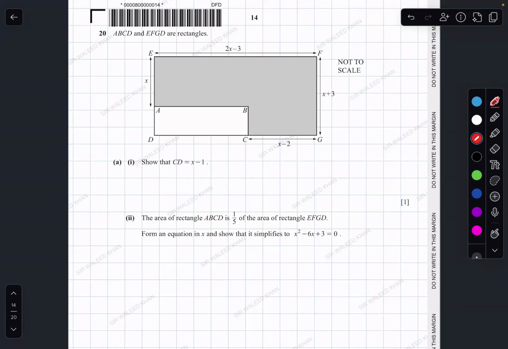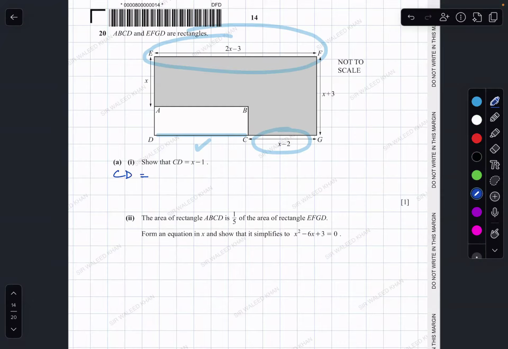Let's solve this one. Show that CD is equal to x minus 1. So I have to show that CD is equal to x minus 1. Where is CD? Here is CD. They're saying show that it is equivalent to x minus 1. When we are dealing with rectangles, one within the other, this length over here and this length over here, if I subtract these two, I will end up with CD.